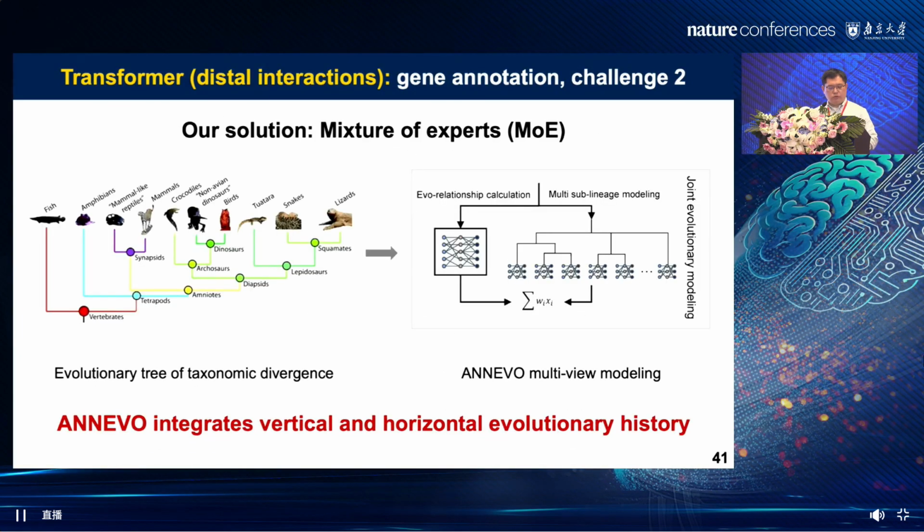To tackle this problem, our solution is to use a mixture of experts. Since the genes and species look like a tree, the best way to capture the information from a tree is to use a tree. So we use the mixture of experts. We generate a set of small models, and each individual model captures a small lineage. Then we have an evolutionary relationship calculation to assign different weights when new sequences come along. So when you have new sequences, we can automatically determine how much weight to assign to those models.